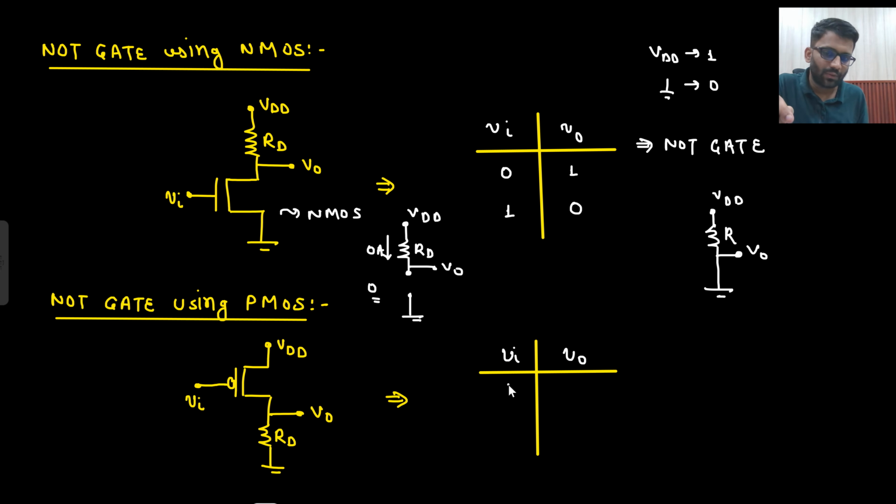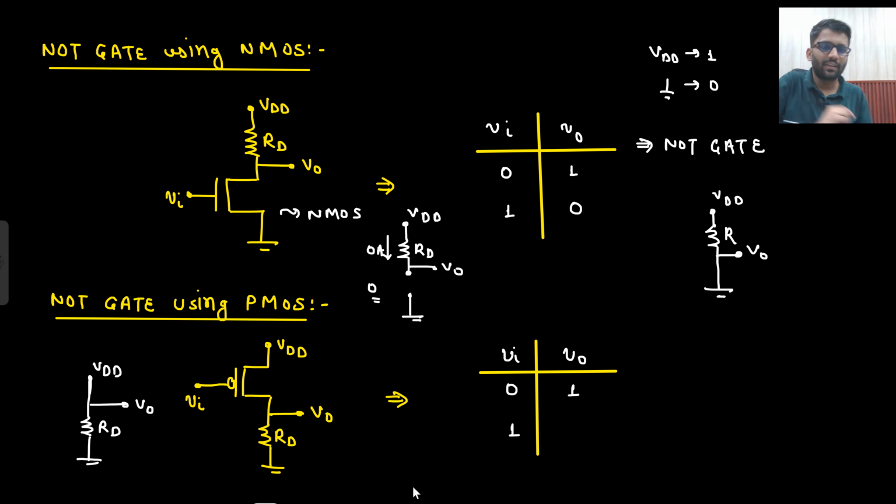If V in is 0, what will happen? This will turn on. So what will happen? This is your VDD. If this turns on, it will be shorted, and this will be your RD. And this is your V naught. So VDD is directly exposed to V naught. So you are getting 1.